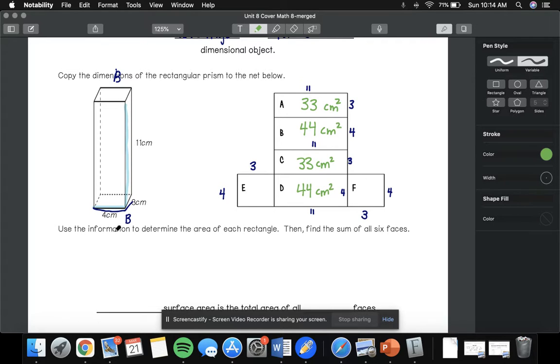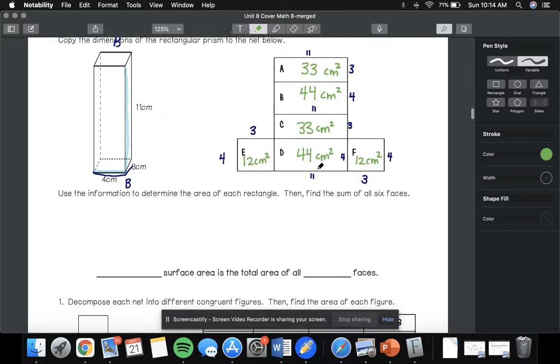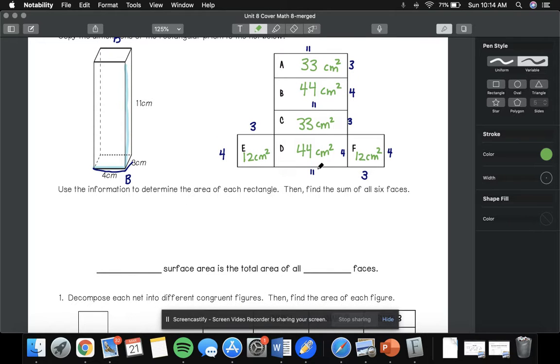Okay. Then finally, we have the top and the bottom, which are our bases. So we have a 4 by 3, which would be 12 square centimeters, and then we would have the top, which would be another 12 square centimeters. Then what we would have to do is find the sum of all 6 of these. So we are going to add together 33, 44, and 12. And we would have 2 of those, so we could double it, and we would get 178 square centimeters needed for this shape.